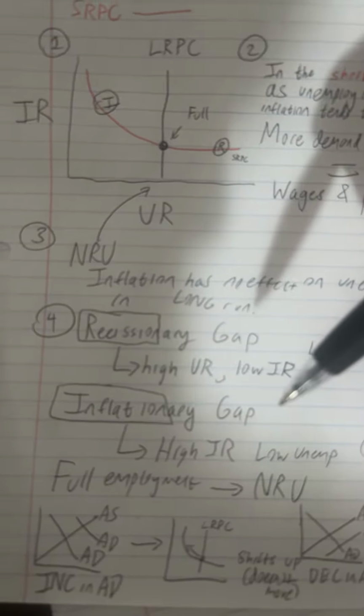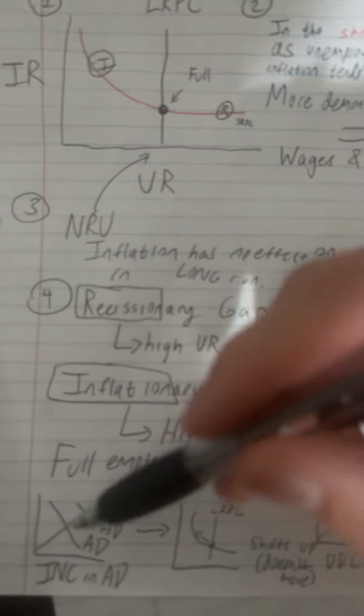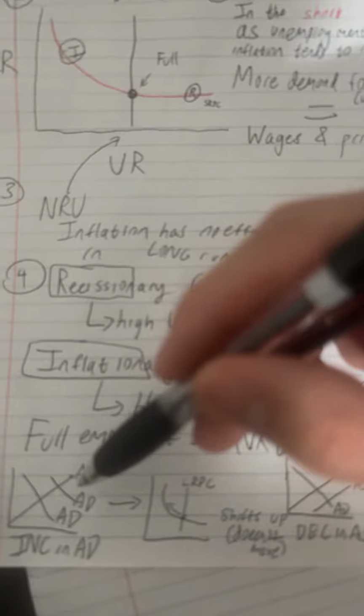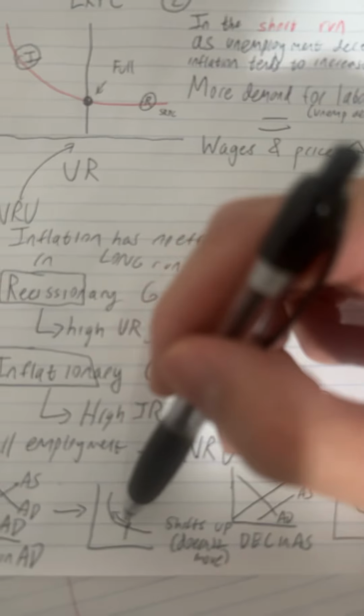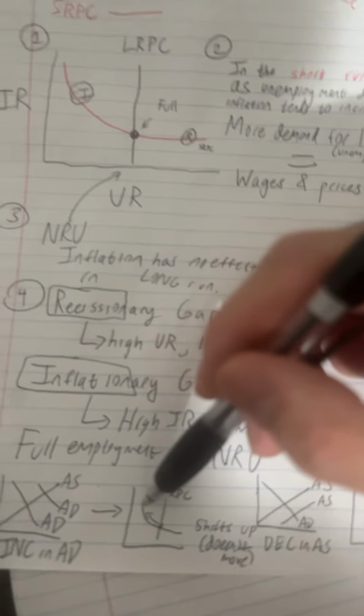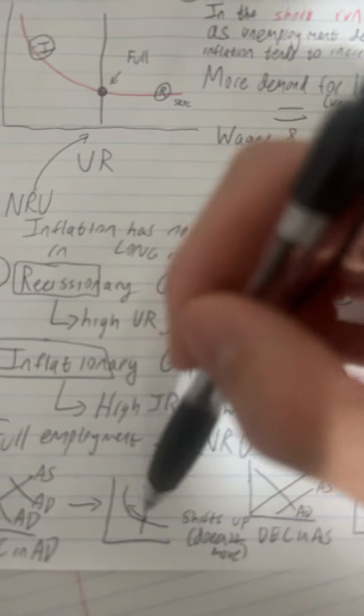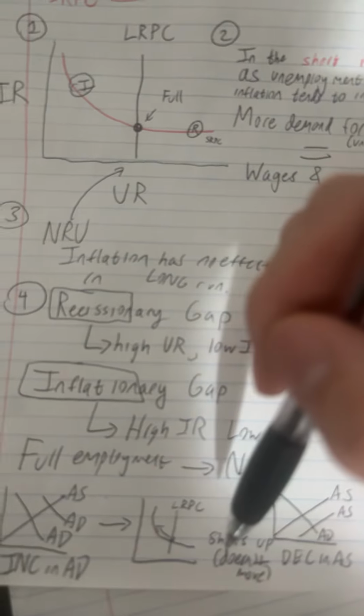So what happens to the short run Phillips curve when there's a change in aggregate demand and aggregate supply? When aggregate demand increases, you're going to move along the short run Phillips curve to the left, also known as an inflationary gap. And if aggregate demand decreases, you're going to move to the right, also known as a recessionary gap.